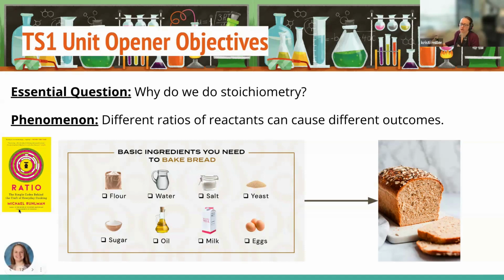So there's this great book I just wanted to point out. It's all the ways that ratios are used in our everyday lives, the simple codes behind the craft of everyday cooking. So highly focused on cooking, but thinking about every recipe as a ratio of ingredients, literally what stoichiometry is, right? A ratio of ingredients or reactants. So you could really put anything here.